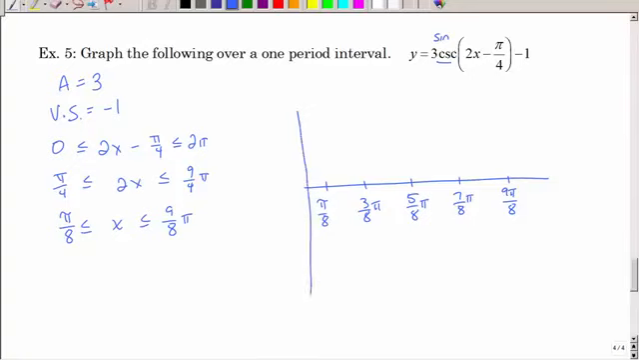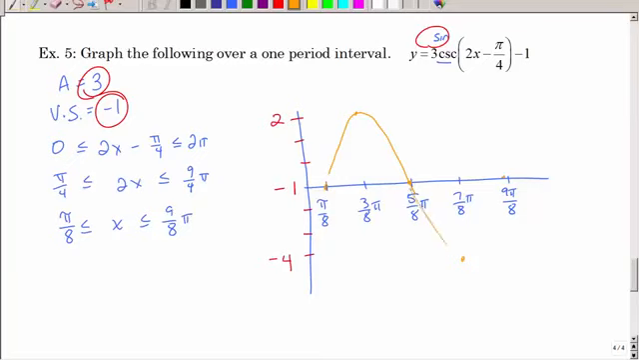I'm going to put my vertical mark, and I'm going to say, okay, vertical shift it down 1, so this is going to represent -1. I'm going to go up 1, 2, 3 from there, and I'm going to go down 3. And then, again, I'm going to graph my sine wave. So my sine wave starts at 0 or on the horizontal axis, and it goes up, down, down, up. So that's my sine wave.